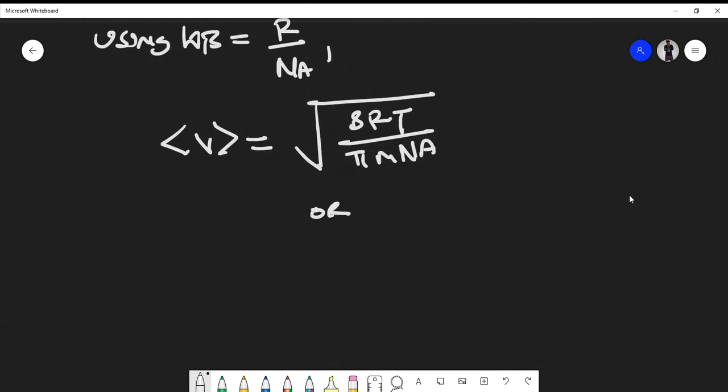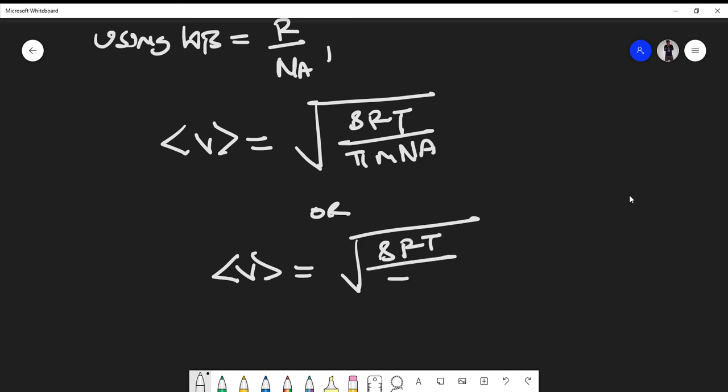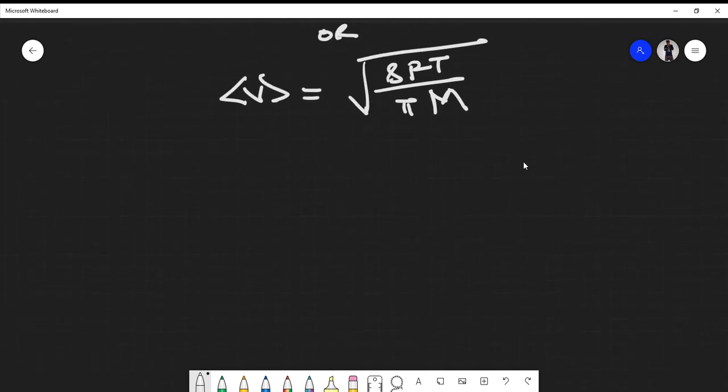Or I could actually write this in a different way. We could actually say the average speed, or the average velocity, is equal to the square root of 8RT over pi big M, where M is the molar mass. Okay. So that's the equation for the average speed. Third one we wanted to talk about was the most probable speed.